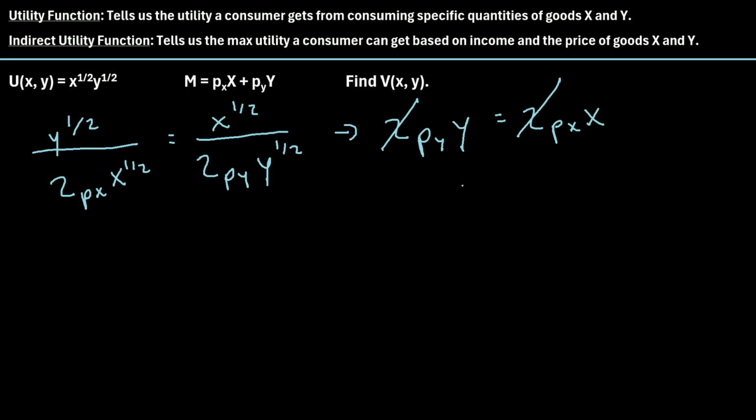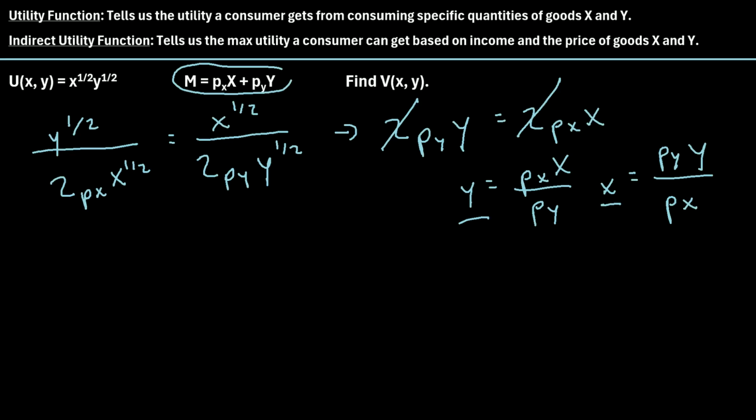And we can easily see that Y is equal to the price of X times X divided by the price of Y. And similarly, X is going to be equal to the price of Y times Y divided by the price of X. Now what we're going to do is take these values for X and Y and plug them into the budget constraint equation. So let's plug in this quantity for X.